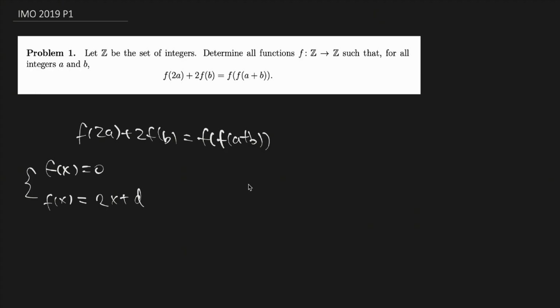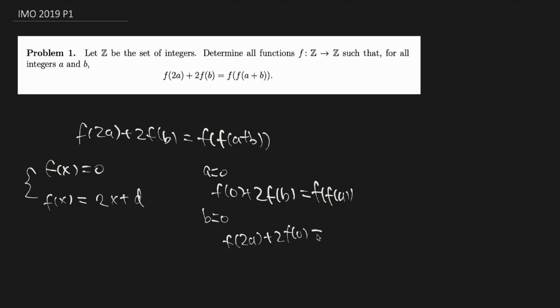So after you've guessed the answer in a functional equation problem, the next thing you should try to do would be to plug in some values. And specifically, 0 is really helpful most of the time since it can cancel a lot of things out. For example, if we plug in a = 0, then we get that f(a) + 2f(b) = f(a). And we can also do b = 0, and we would get f(2a) + 2f(0) = f(b).